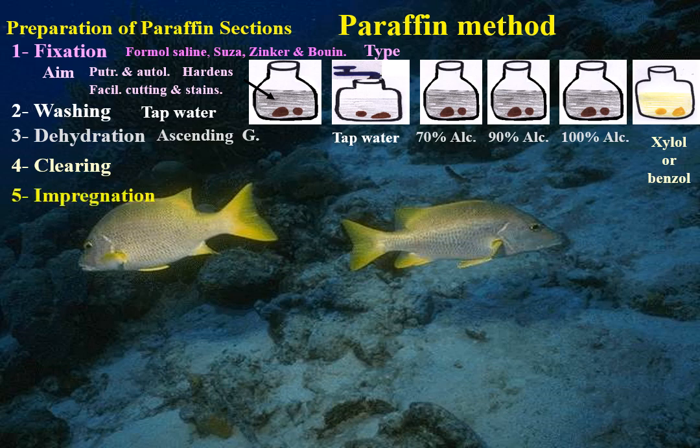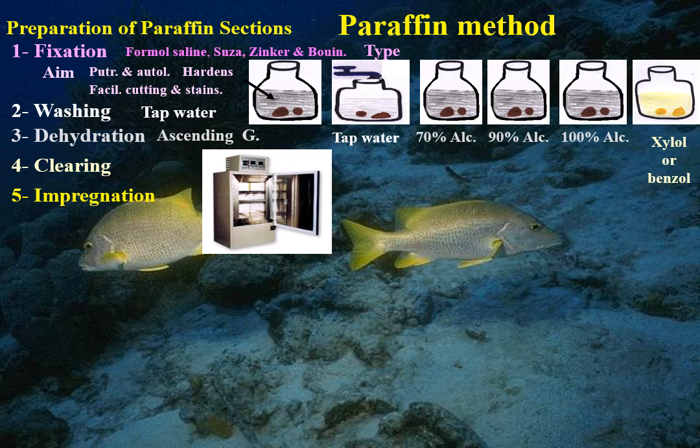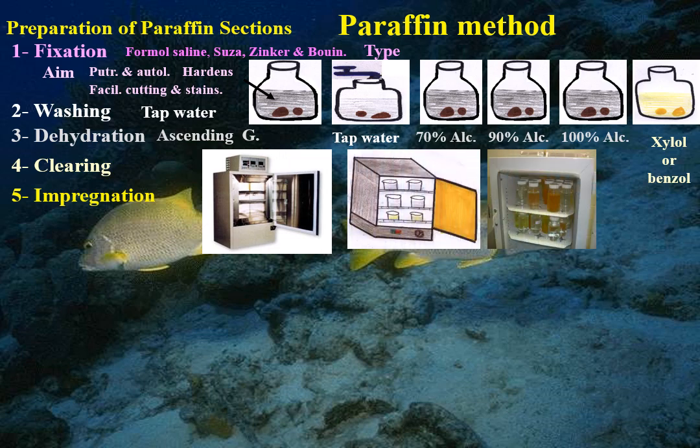Impregnation, in which there is replacement of the paraffin solvent, xylol or benzol, with a molten paraffin wax. This is done in the oven. First, the tissues are placed in soft paraffin, having melting point 50 degrees centigrade, then in hard paraffin with a melting point 58 degrees centigrade. This hardens the tissue. The time for impregnation depends on the size of the tissue.